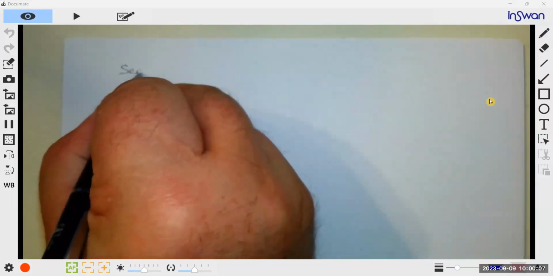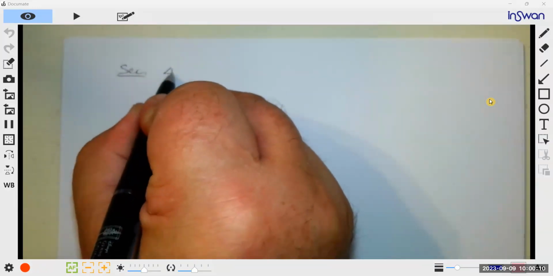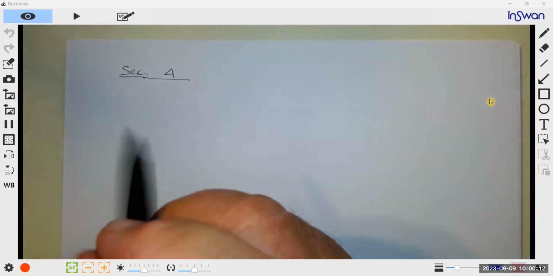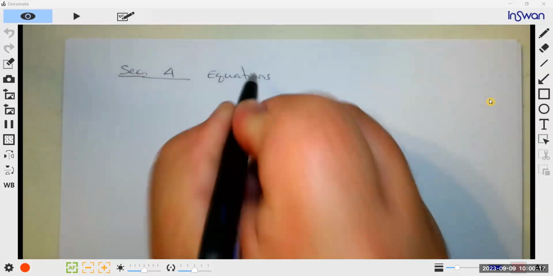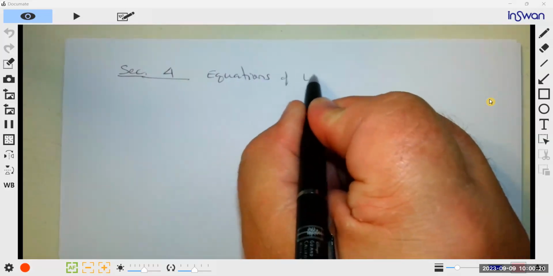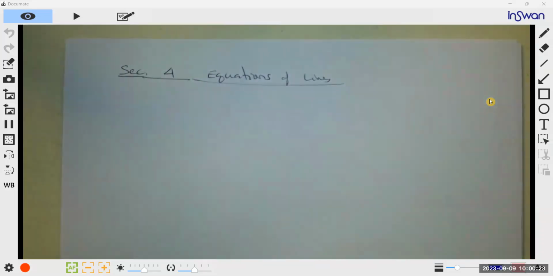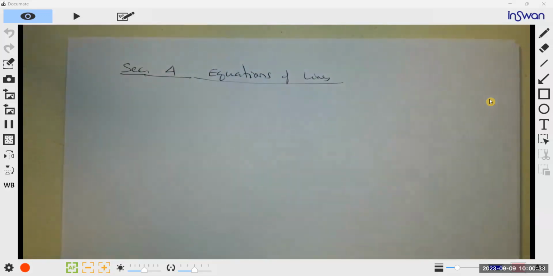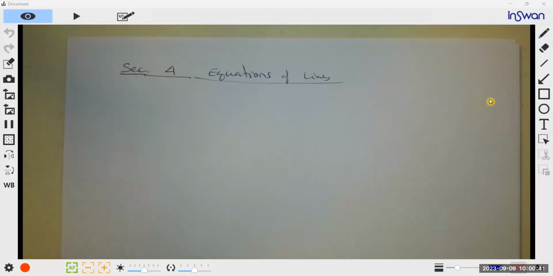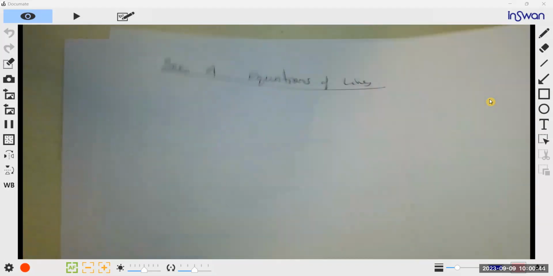Section 4, equations of lines. Actually, before we move on to there, there's something I wanted. Again, if we would have had class in person today, I would have given you these, because we're talking about functions here in section 2. We'll hold off on section 4.